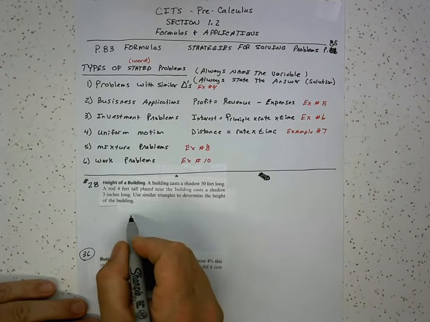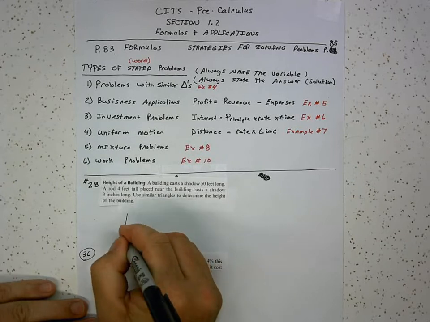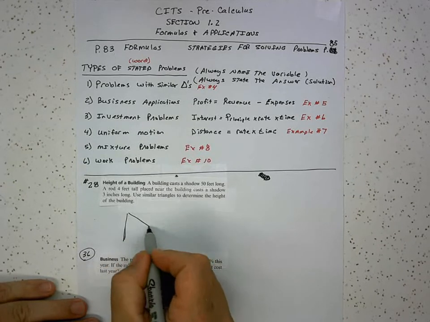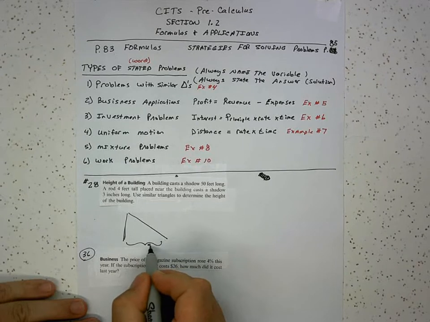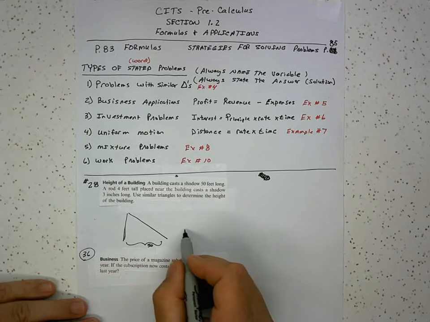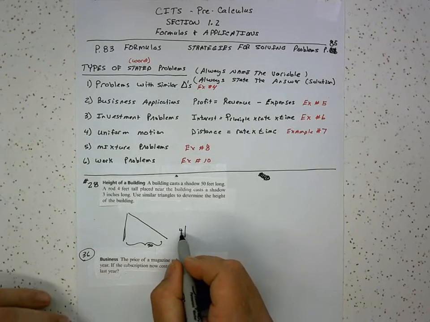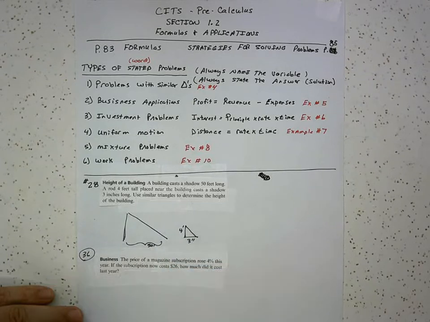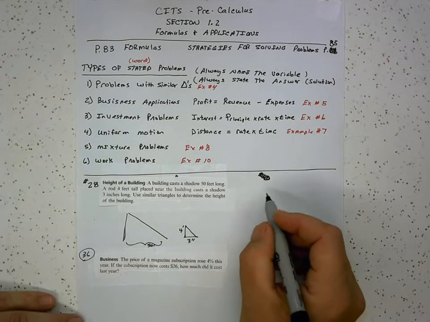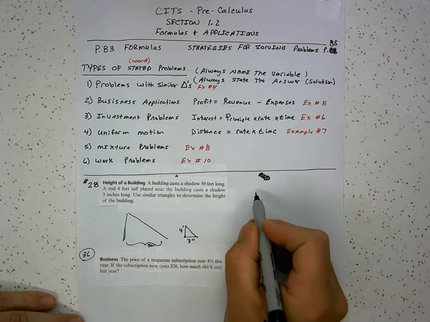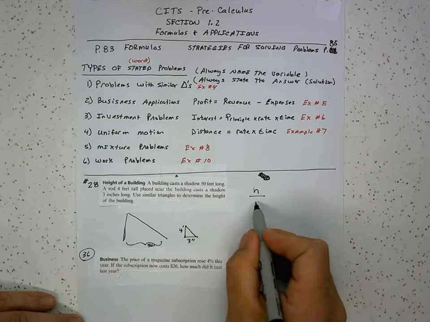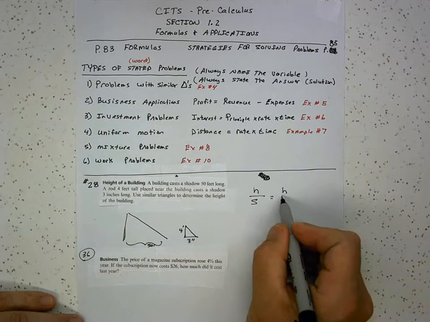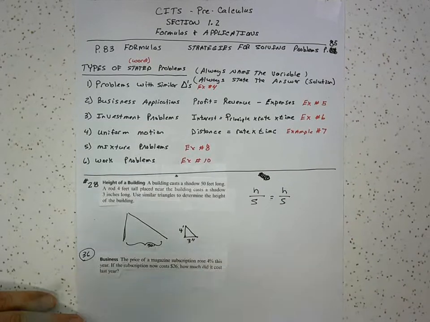So just a quick diagram to show us what we have. We have a building here. It's going to cast a shadow that's 50 feet long. Over here we have something 4 feet tall, and it's casting a shadow 3 inches. Now our general rule states that I can take the height of the building over its shadow. That's going to equal the height of the rod over its shadow, because they're both a similar triangle.